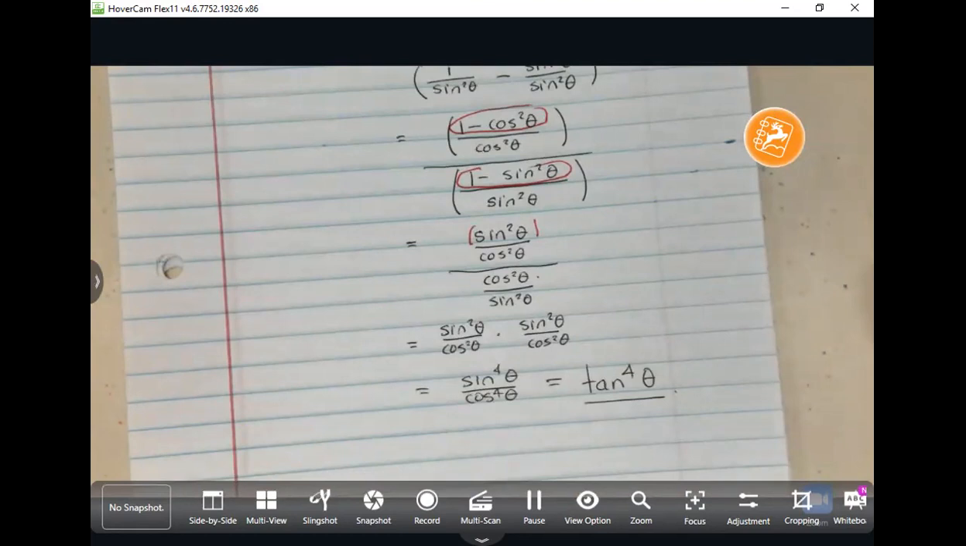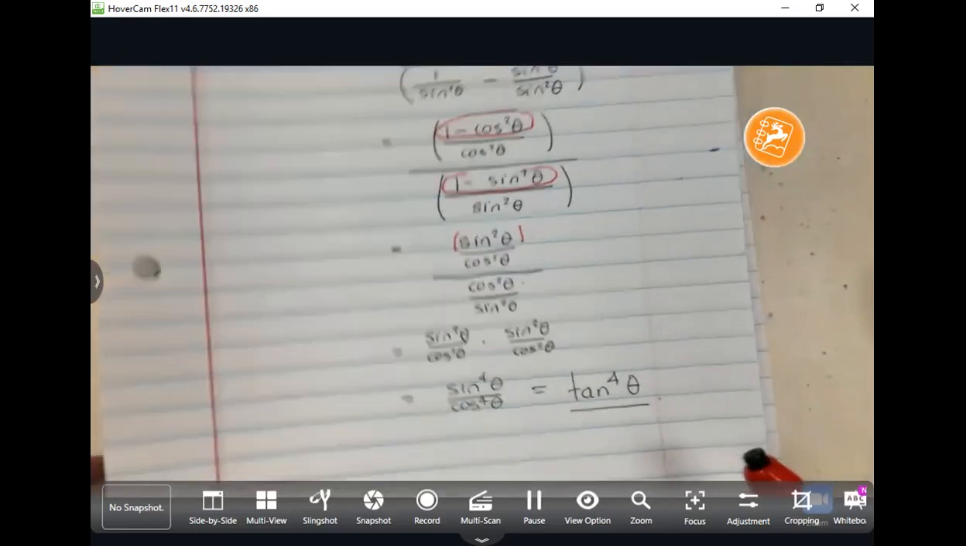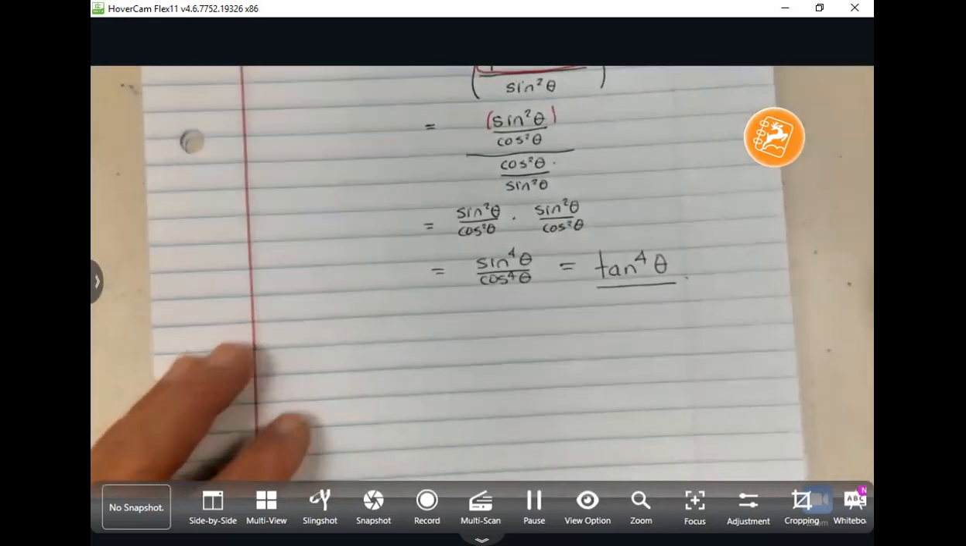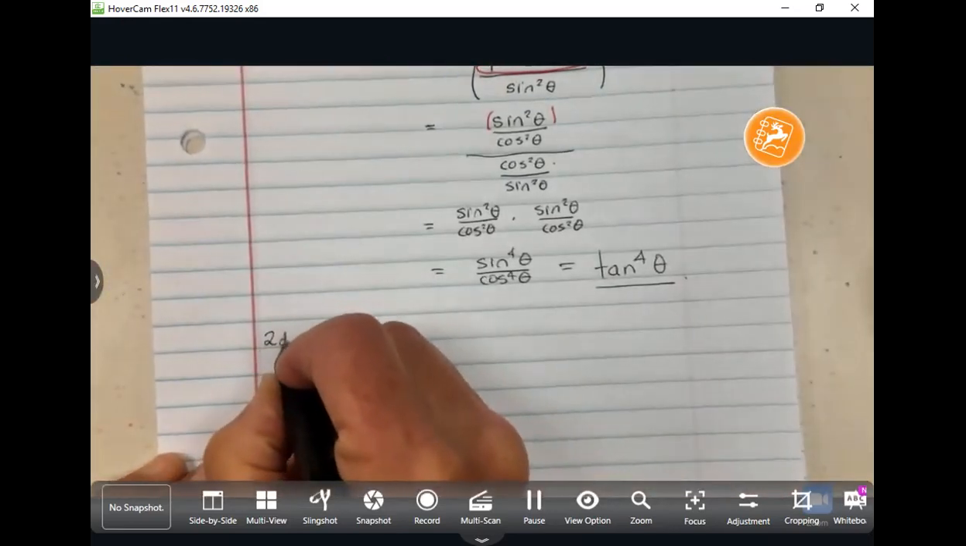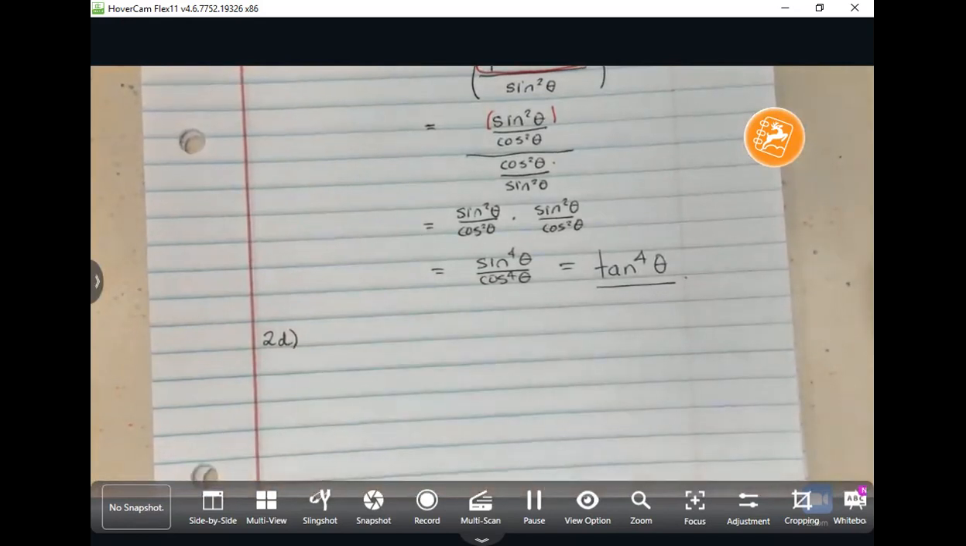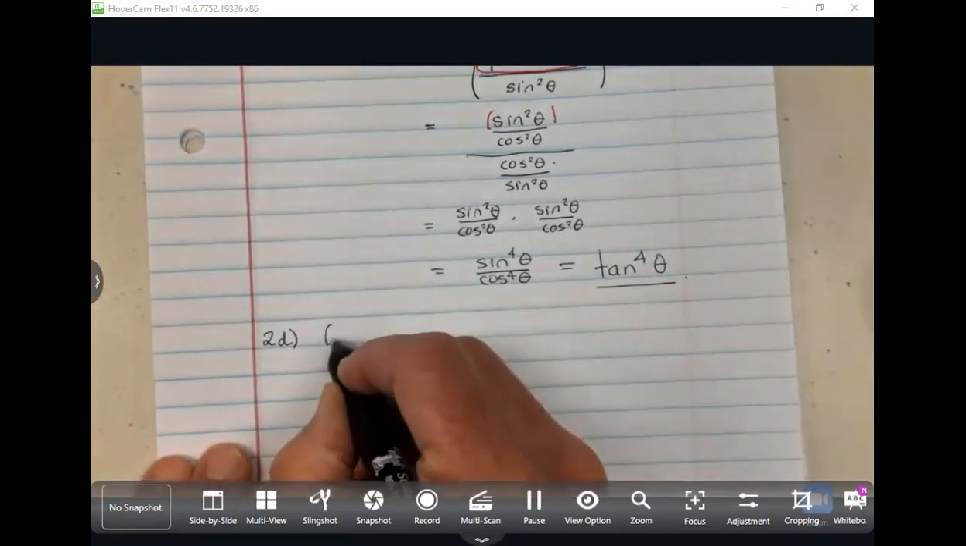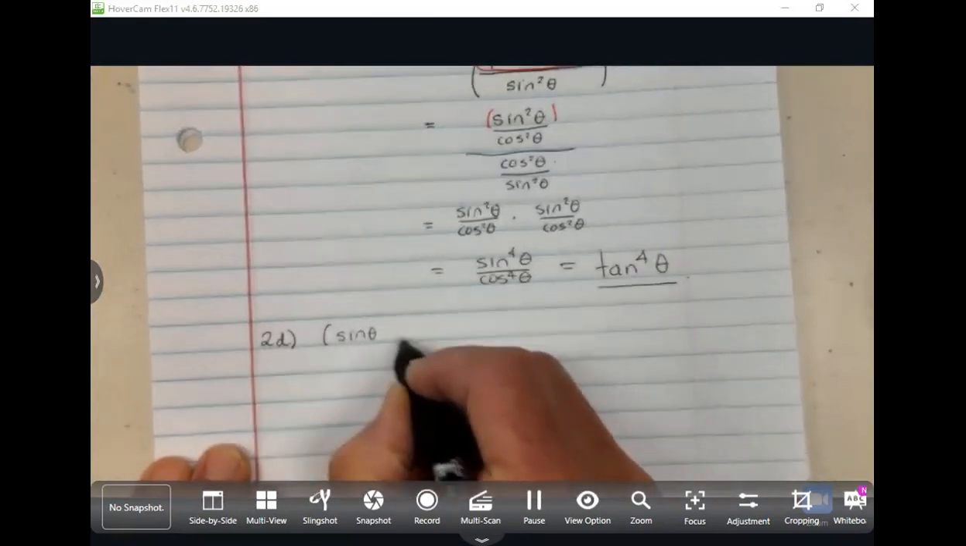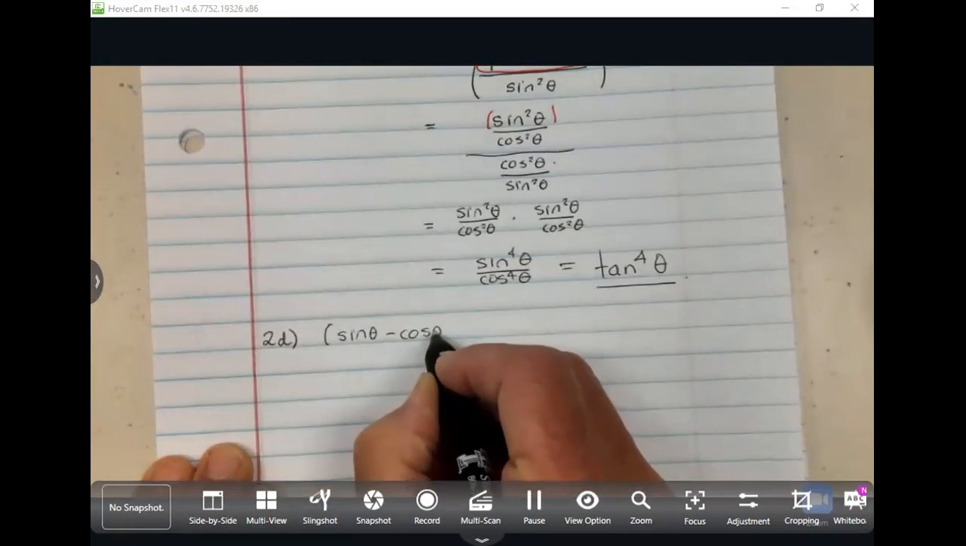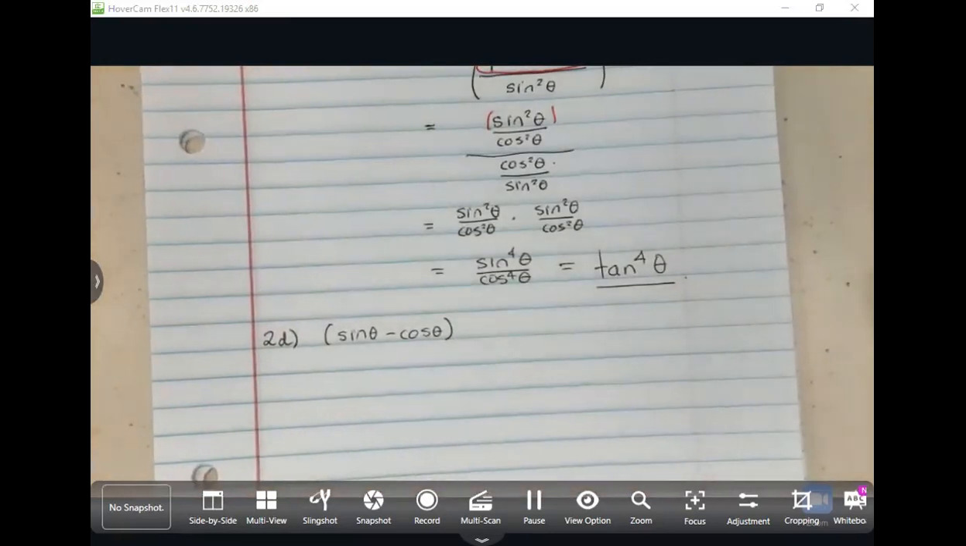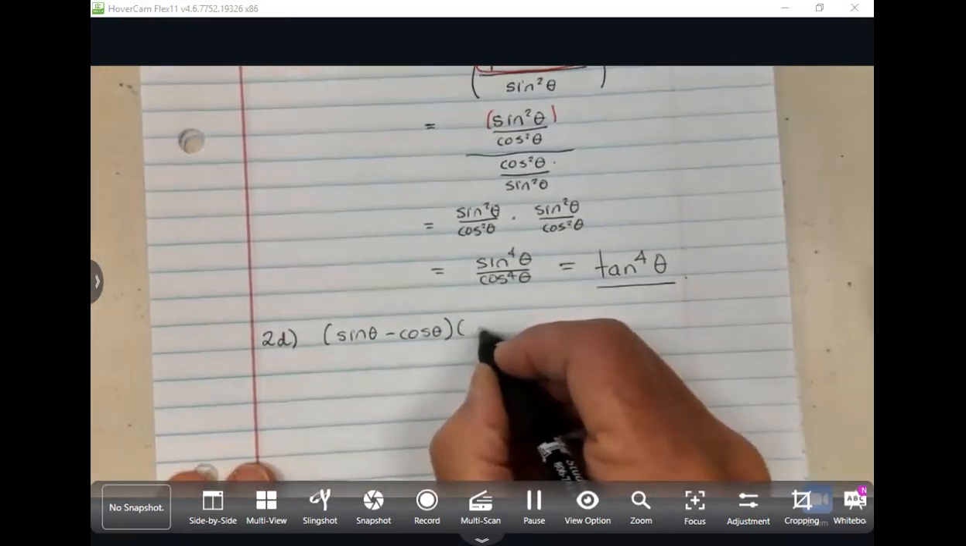I'm sorry, which one? D? 2D? What's that? 2D: multiply sine of theta minus cosine of theta, cosecant plus secant.